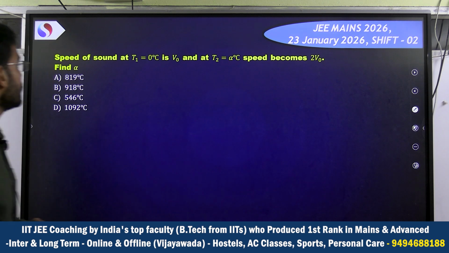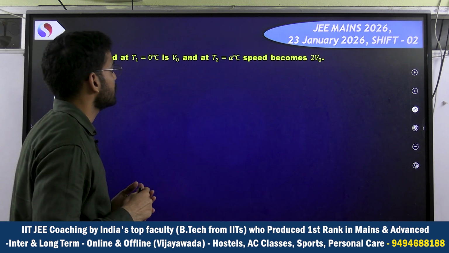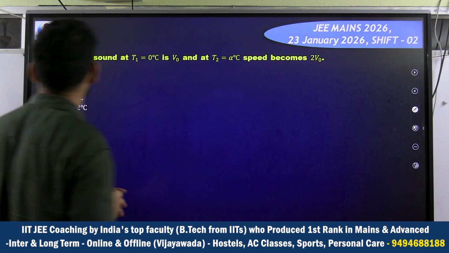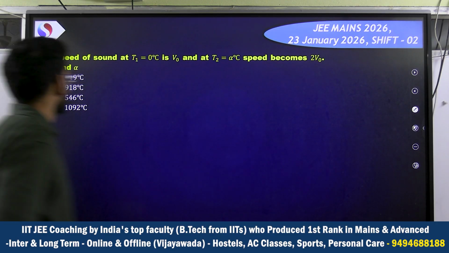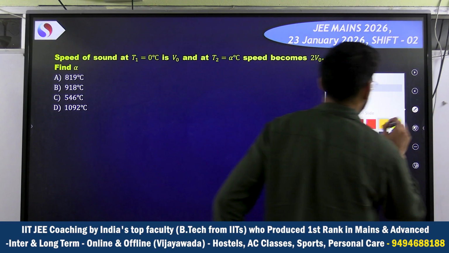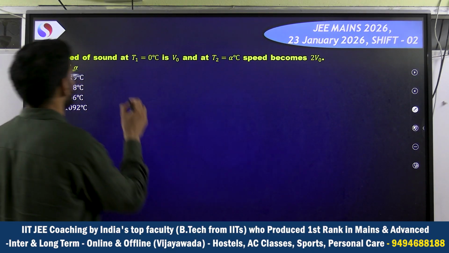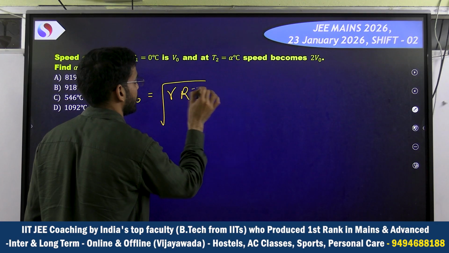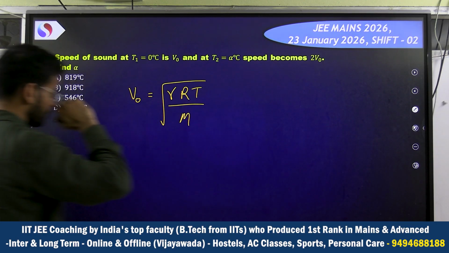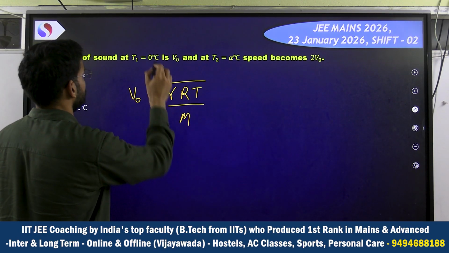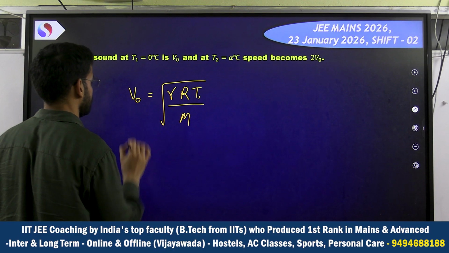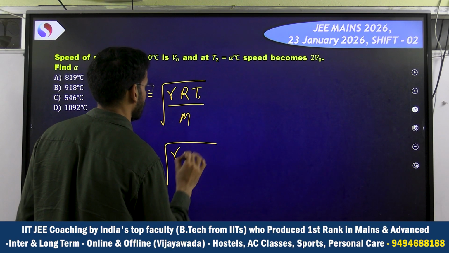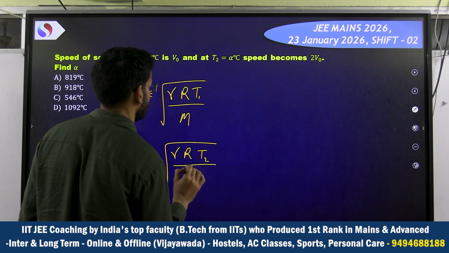The speed of sound at temperature T1 is V0, and at temperature T2, which is alpha, not given, the speed becomes 2V0. Then find alpha. So in degree centigrade we want it, but we know that you have to go with the Kelvin, right? What is the formula of the speed of sound? Under root of gamma RT by M, right? Only temperature is changing. One time this is T1, and the other time the speed is 2V0, and that time it is under root of gamma R T2 by M.